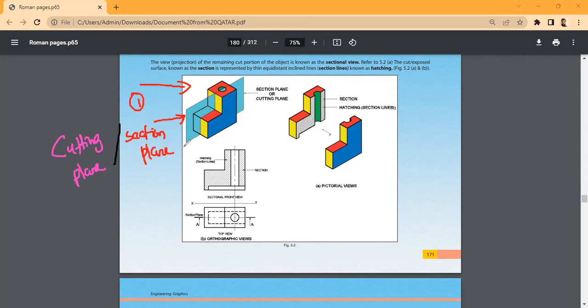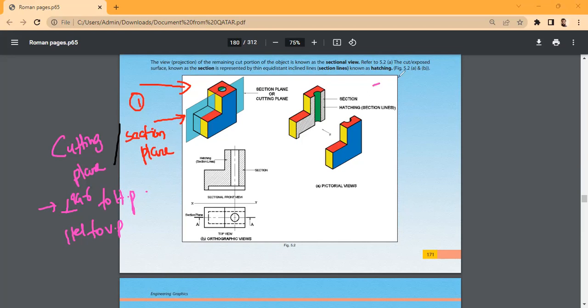Okay, here the cutting plane. Tell me what is the condition here. Here the cutting plane is perpendicular to HP and parallel to VP. Yes, and parallel to VP. Okay, very good. So here the cutting plane is parallel to VP and perpendicular to HP.